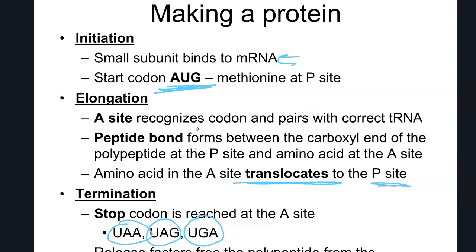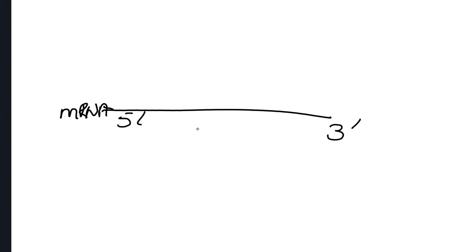No, AUG is on the mRNA. Would it be then UAC? Right. So let me draw this out for you. Okay. So we have the mRNA, right? This is your mRNA. This is your 5' end. This is your 3' end.